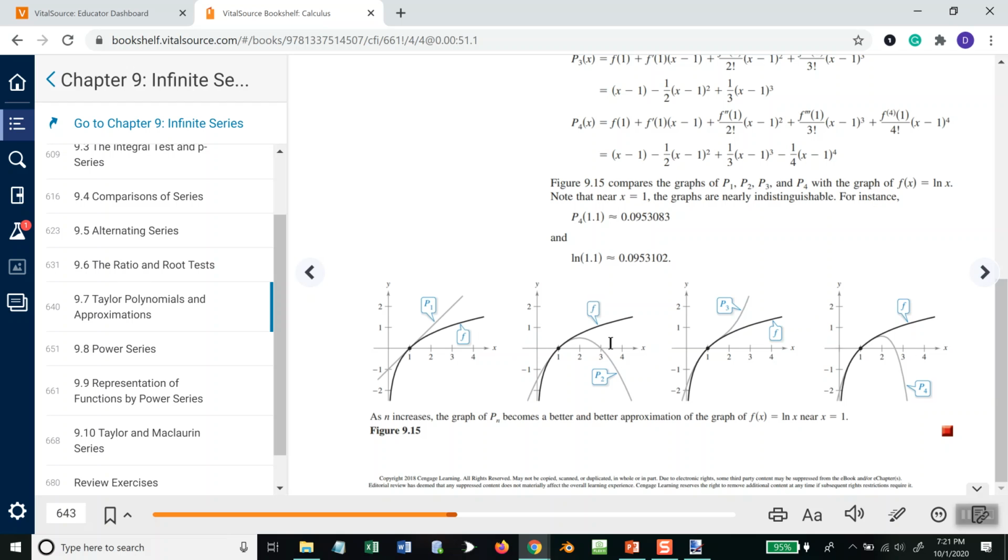You go another power, P sub 2, it becomes quadratic, doesn't it? So you see it's okay, a little bit better. You get to P sub 3, which is cubic. Remember, your graph goes out like that. And a little bit better. And then you get the P sub 4, and you see it's perfect along that piece right there, right? Now, it's not perfect everywhere. That's not the goal. There are certain limitations on where you can use it. And that's why they have it centered around a value, not just anywhere.